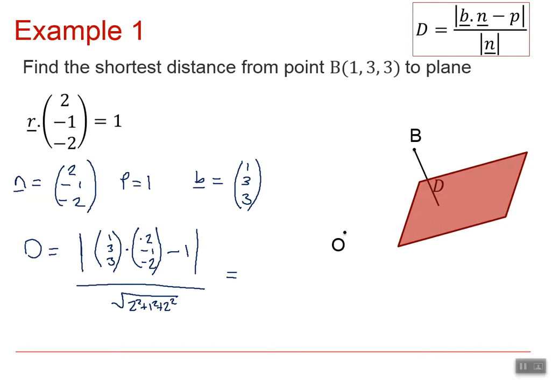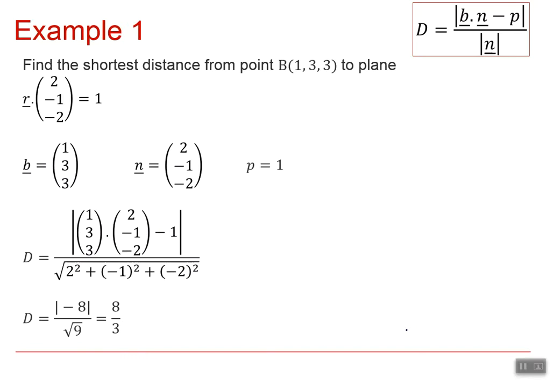So if we simplify this, we end up with 1 times 2 is 2, plus 3 times minus 1, so we've got minus 1, plus that was minus 7, minus 1. So it's minus 8, but remember it's the magnitude of that, the modulus of that, so we just want 8. And on the bottom, we're going to have 2 squared, so 4 plus 1 plus 4, which is 9, root 9, which is 3. So the distance is 8 over 3. There's a slightly neater version of that you can look through.